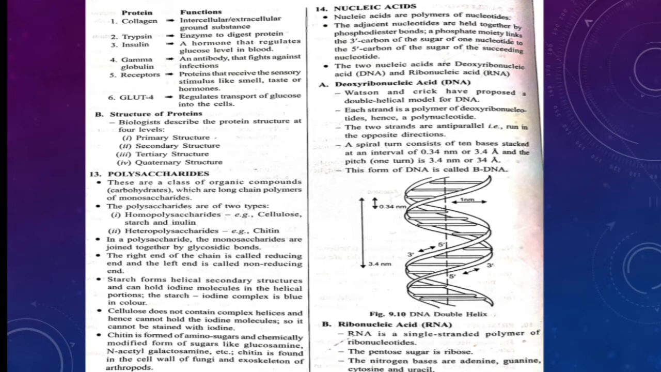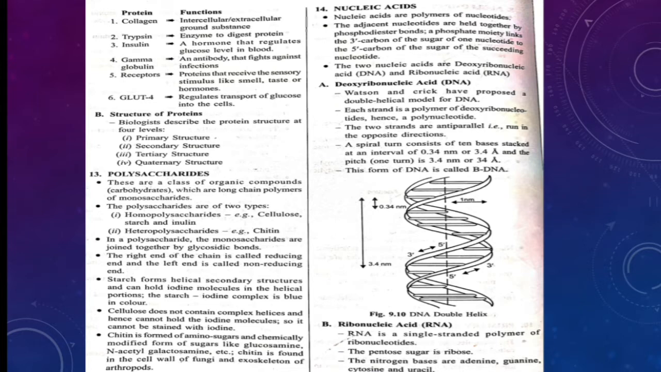What are polysaccharides? They are a class of organic compounds which are long chain polymers of monosaccharides. Monosaccharides join to form either homopolysaccharides or heteropolysaccharides. Homopolysaccharides are those formed from the combination of the same monomeric unit. Heteropolysaccharides are those formed from different units. For example, cellulose, starch, and inulin are homopolysaccharides and chitin is a heteropolysaccharide.